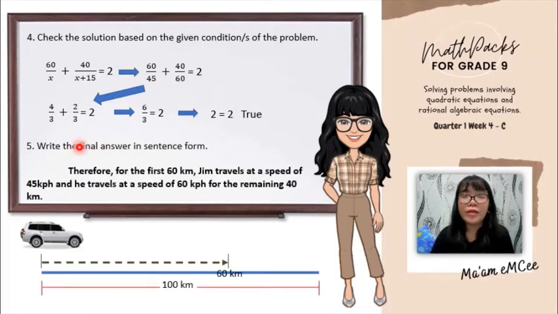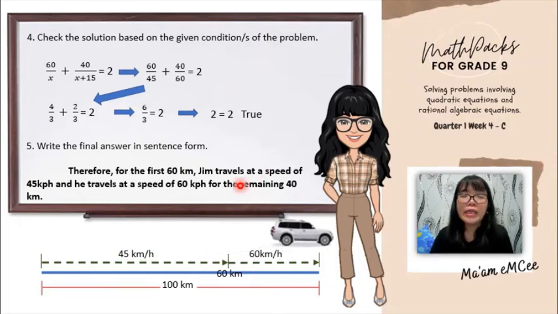And then for the last step, we write the final answer in sentence form. So therefore, for the first 60 kilometers, Jim travels at a speed of 45 kilometers per hour. And he travels at a speed of 60 kilometers per hour for the remaining 40 kilometers.